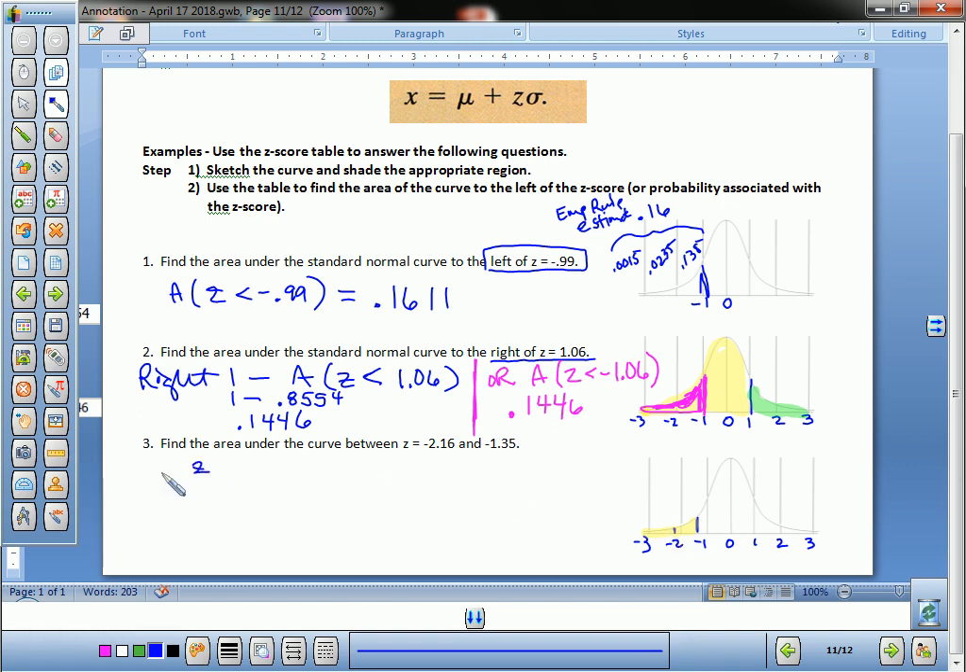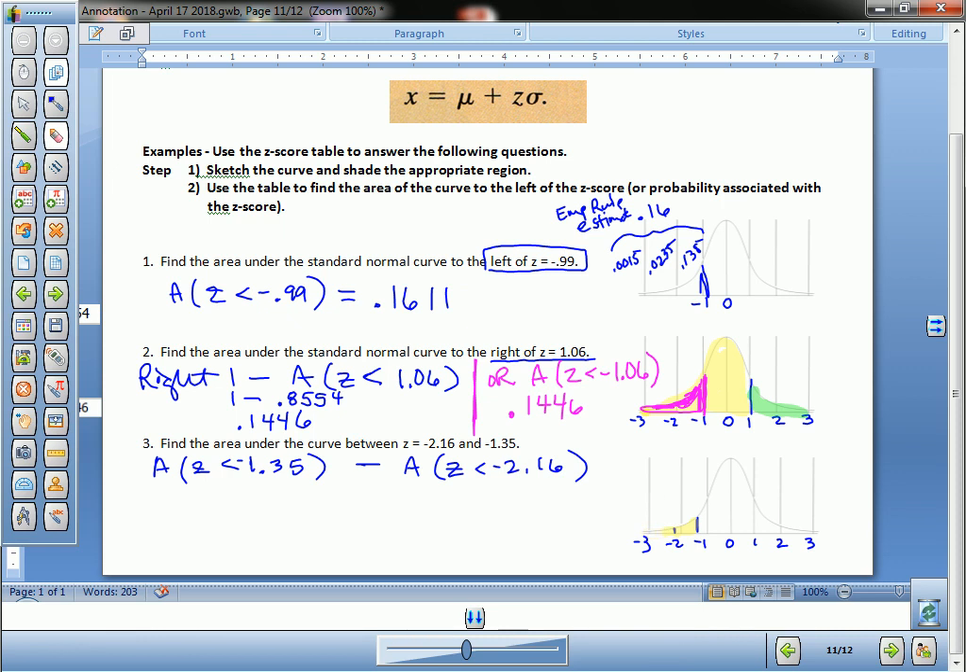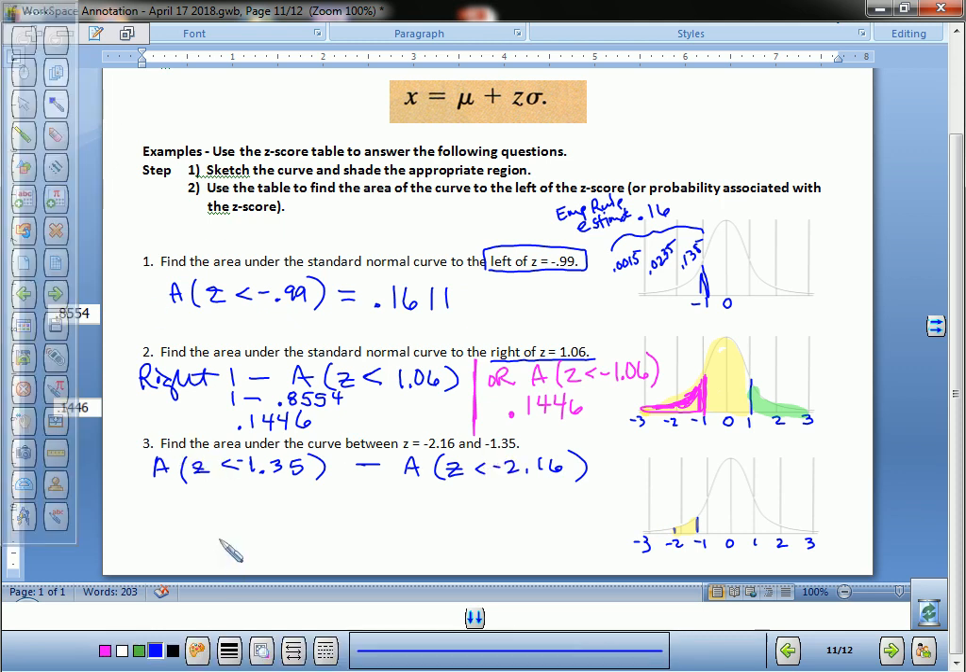So if we took the area of the z-score that is the larger one, and we took away the area to the left of the smaller one. I left out my negative there, sorry folks. So you do the larger minus the smaller. When we take away the smaller, look what we're left with. What we wanted. So the larger minus the smaller.